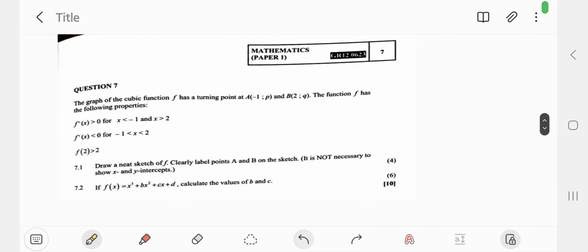Hello guys, so this is question 7 of the June 2023 paper, written on the 9th of June in Gauteng. Let's go.